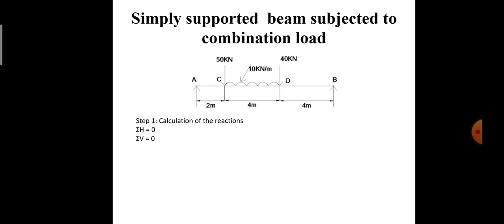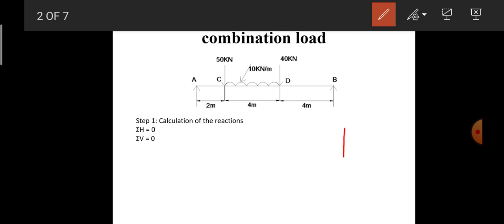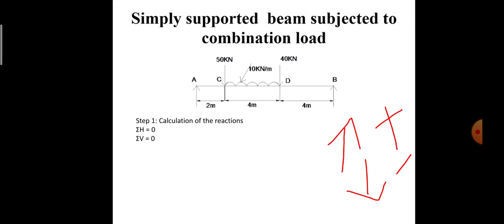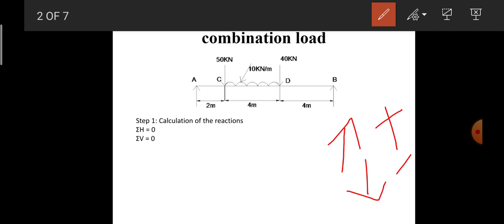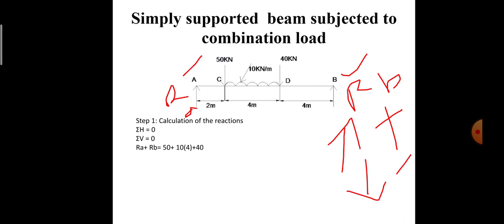The second equilibrium condition is that the summation of all the vertical forces is equal to 0. Here the sign convention is taken as upward forces. The forces which are going in the upward direction are taken as positive and downward forces are taken as negative. With this sign convention we have two forces in the upward direction, RA and RB. Let me consider the reaction at A as RA and the reaction at B as RB. So RA plus RB is equal to 50 plus 40 plus 10 into 4.